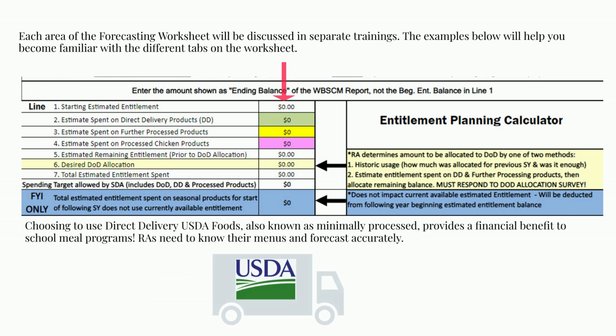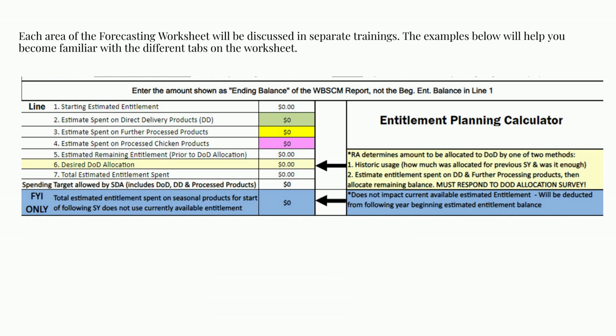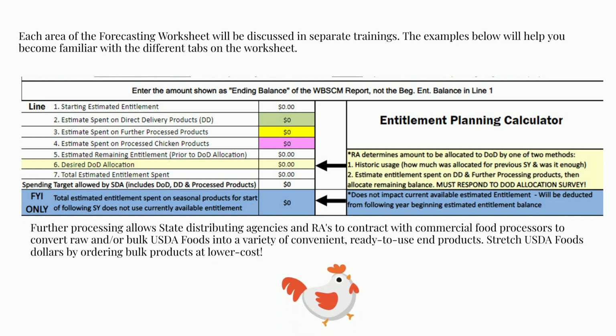Choosing to use the direct delivery USDA foods, also known as minimally processed, provides a financial benefit to school meal programs. RAs need to know their menus and must forecast accurately. Further processing allows state distributing agencies and RAs to contract with commercial food processors to convert raw or bulk USDA foods into a variety of convenient, ready-to-use end products. Stretch those USDA foods dollars by ordering bulk products at lower cost.